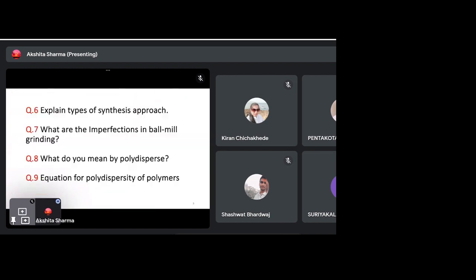Moving on to the next slides. Explain types of synthesis approach. There are various approaches that we use to synthesize nanomaterial. It is not easy to synthesize nanomaterial if we want a particular unique property, so we have to follow different approaches as per our requirement. Anybody tell me what are the different synthesis approaches we follow?